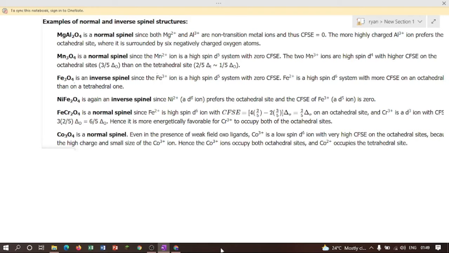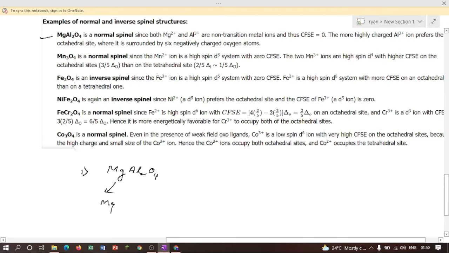I have given tips and tricks, so it will be very easy for you to identify whether it is normal spinel or inverse spinel. The general formula of spinel is AB2X4, where X may be oxide, sulfide, fluoride, selenide, etc. Here I am going to take the first example, MgAl2O4. Here I write Mg2+ as the divalent cation and Al3+ as the trivalent cation.